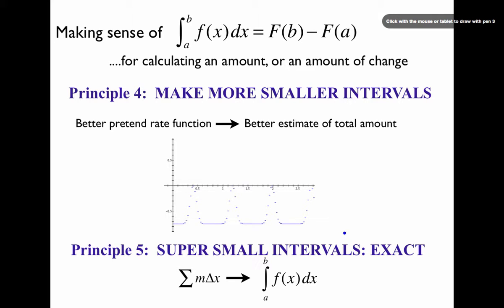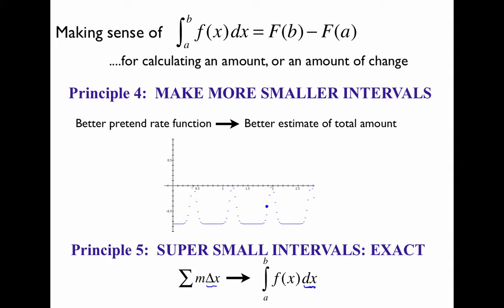What's that? Change in x, right? But now our change in x, this dx, is just a super small change in x. dx means a really, really small change in x. What else do you see?